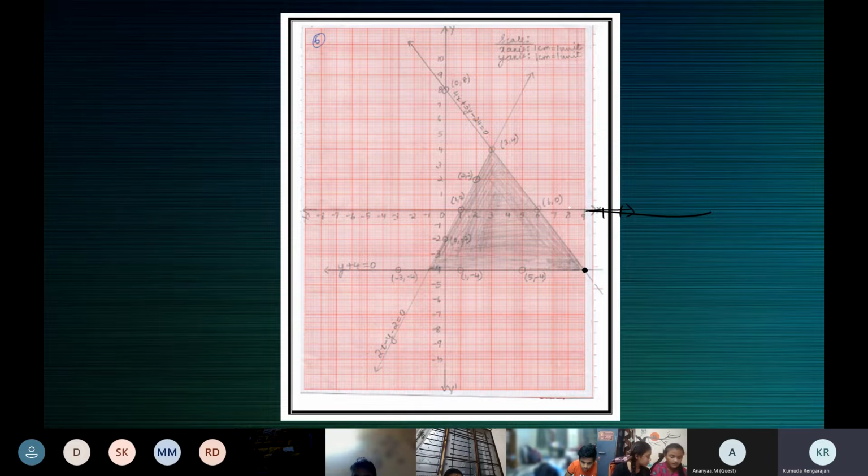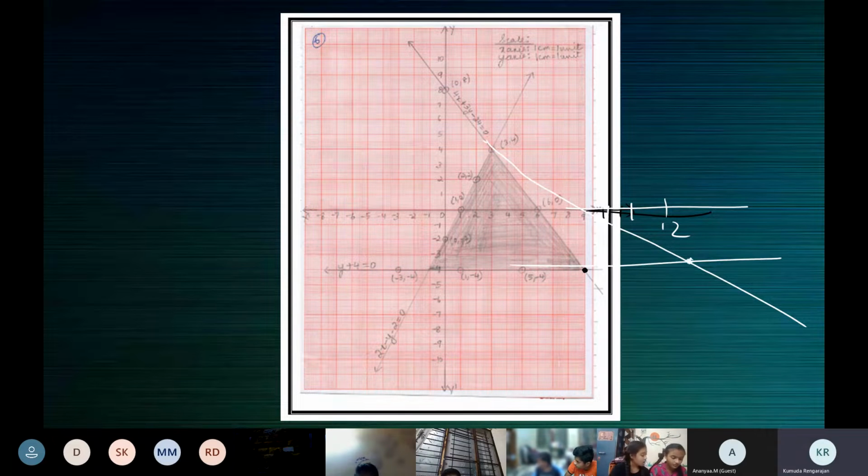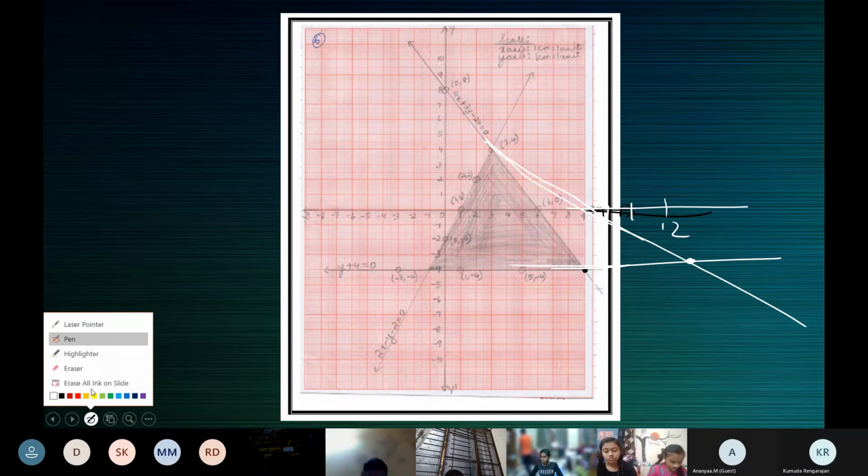See, like 9, 10, 11, 12. Here is 12. Supposing the line meets here, then in your graph paper you'll have only this much. You can't make out the triangle at all, because you don't have space, or there's no provision for the lines to meet in your graph paper. So here we have to be careful.